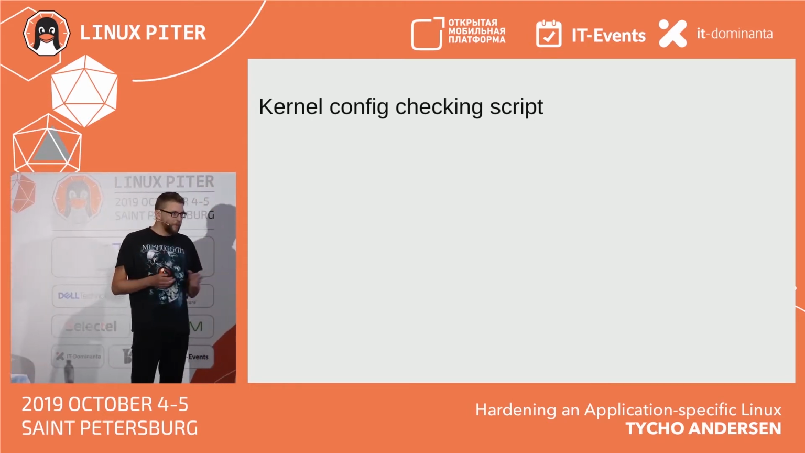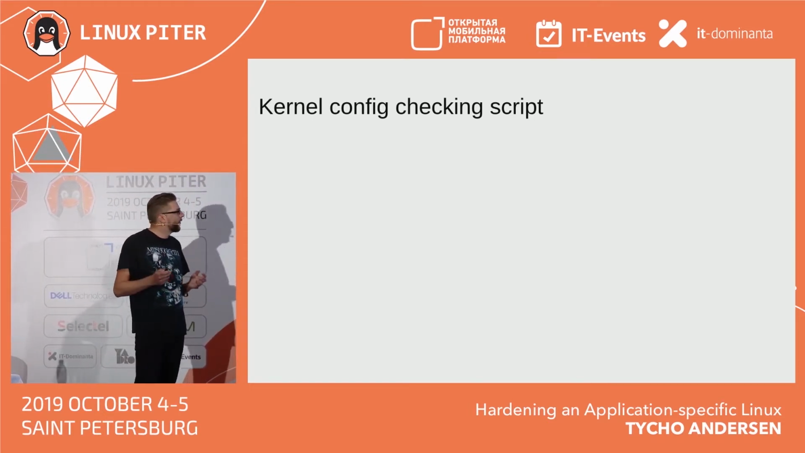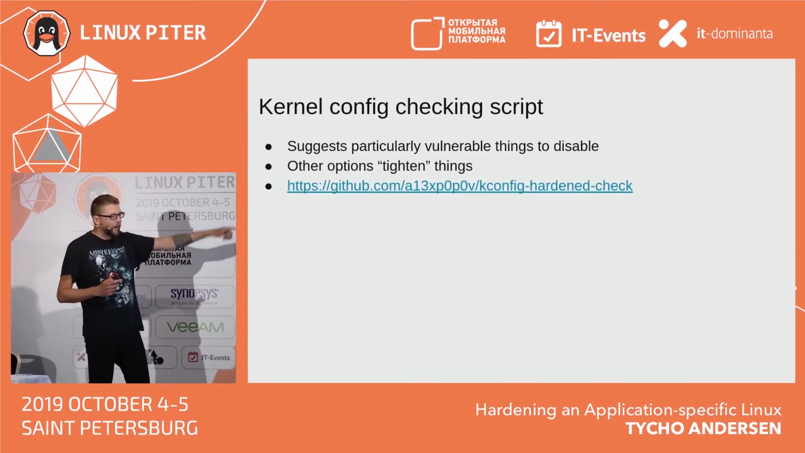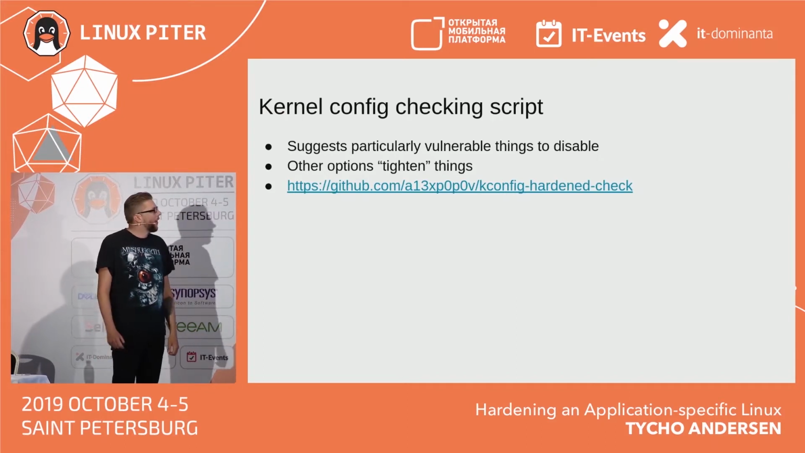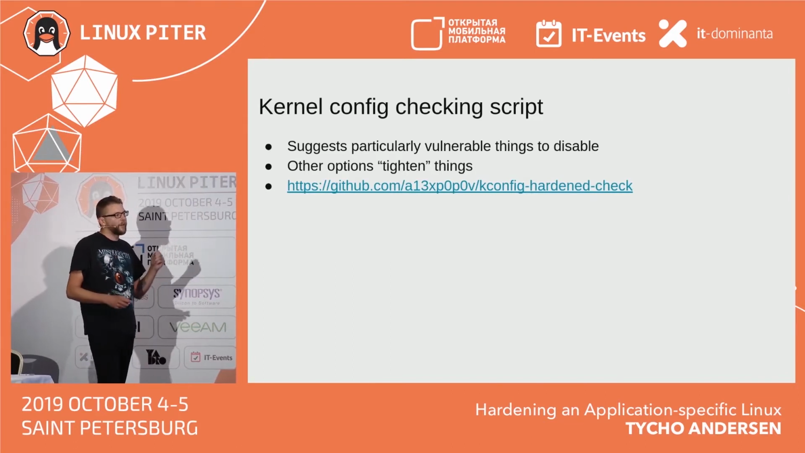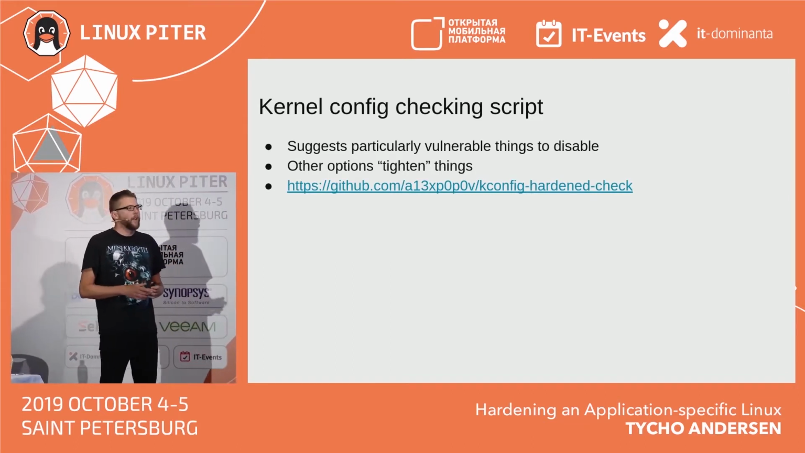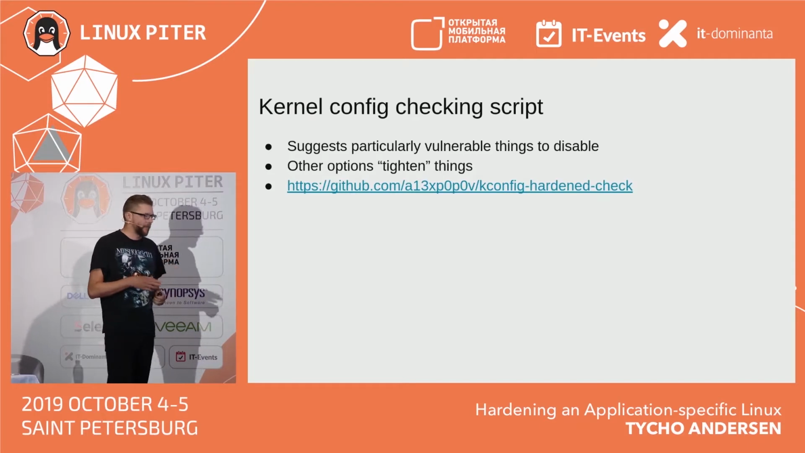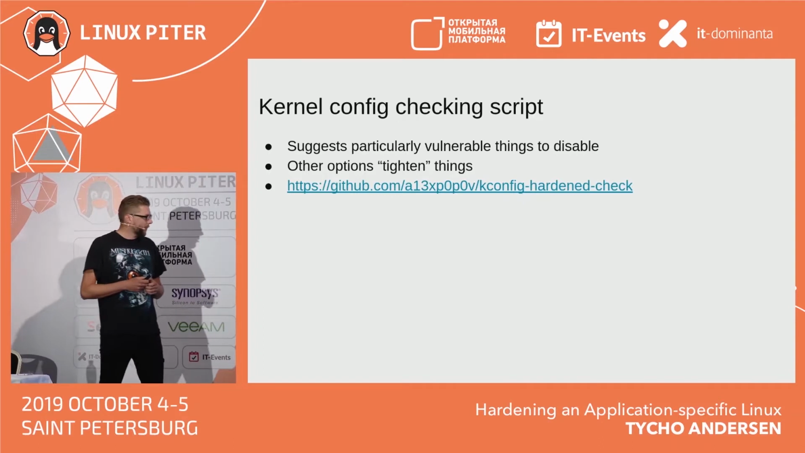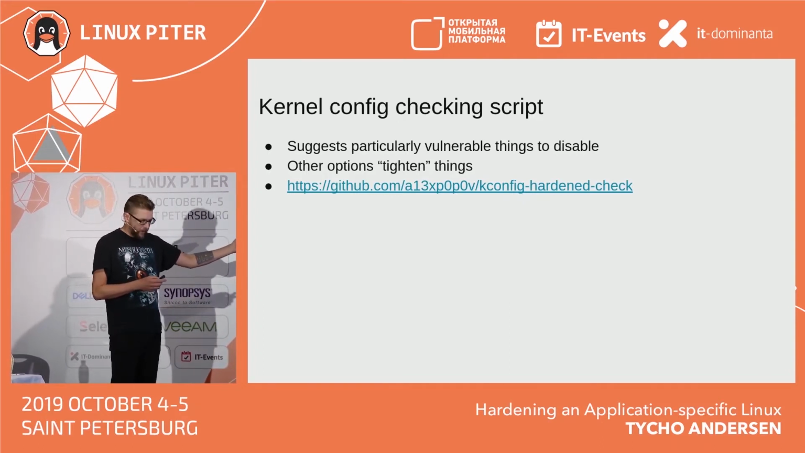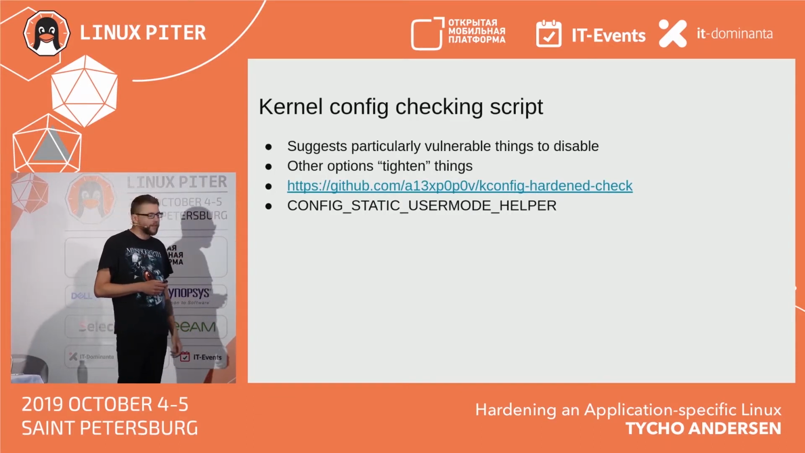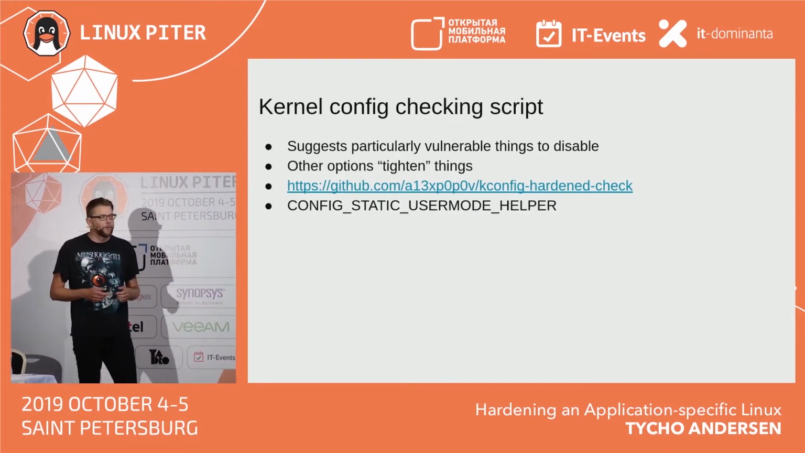So there's another set of things that you can do. And this is by Alex Popov, who's based in Moscow, but there's a number of other hardening knobs that aren't necessarily disabling functionality, but changing things like the base mmap address and other things that are commonly used in exploits. And so he has a very nice script to suggest these sorts of things. And one of the things that it suggests is this config option, static user mode helper. How many of you have heard of this?